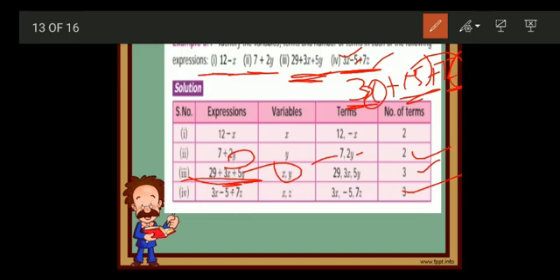So first one, there are two terms. It is a binomial. Second one is also having two terms. It is also binomial. Third one and fourth one are having three terms, and those two expressions are trinomial. All these things are polynomial.